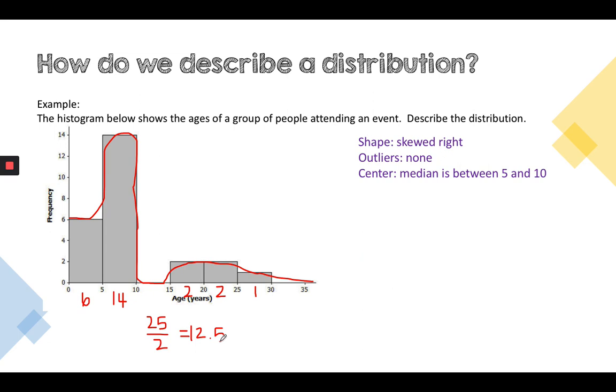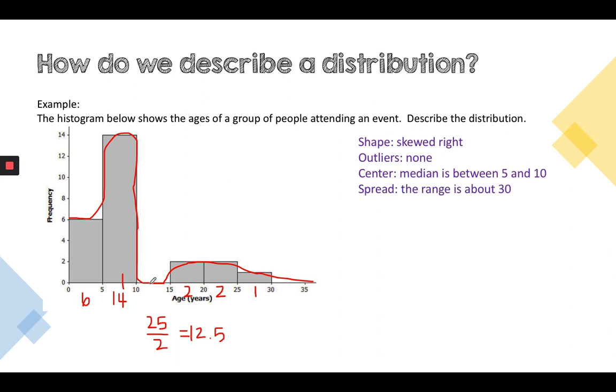So if we listed out all these numbers, there's 25 of them. All the people that attended the event, there's 25. And if we had their ages in order, the median would fall between the 12th and 13th age. So the median's not in this first bar because that's the first 6 values. The 12th and 13th value would fall in this next bar from 5 to 10. So that's how I'm getting that the median is somewhere here between 5 and 10.